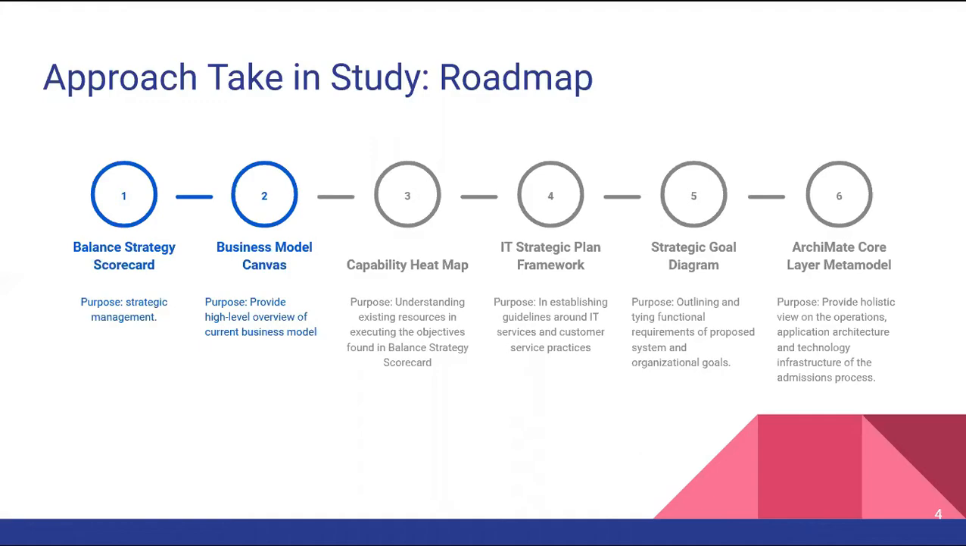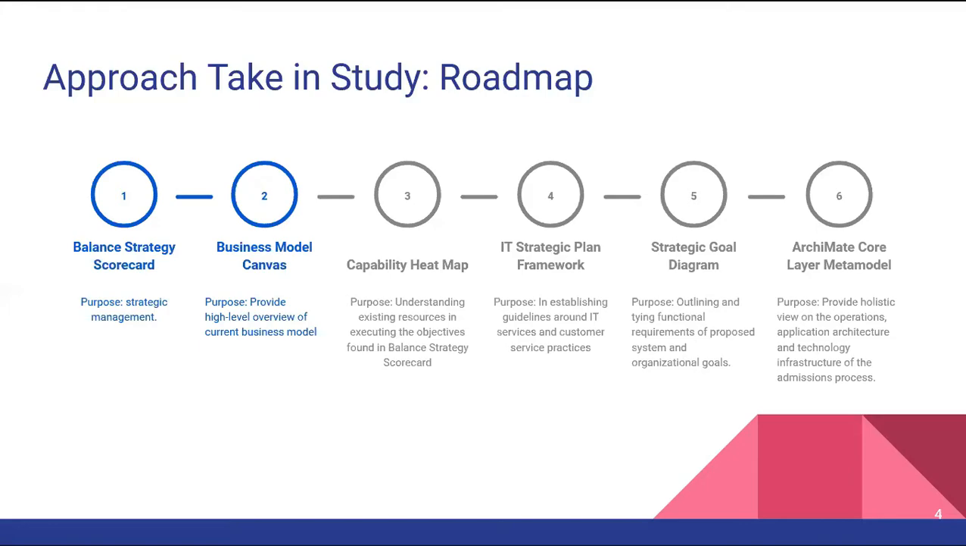This is followed by the business model canvas, which was used to provide a high-level overview of the current business model, then the capability heat map for the purpose of understanding existing resources in executing the objectives found in Balanced Strategy Scorecard, and the IT strategy plan framework for the purpose of establishing guidelines around IT services and customer services practices.